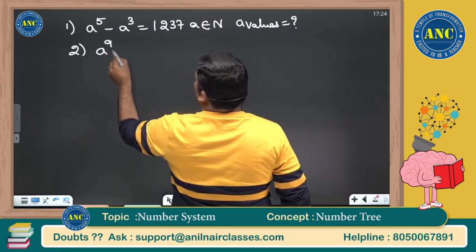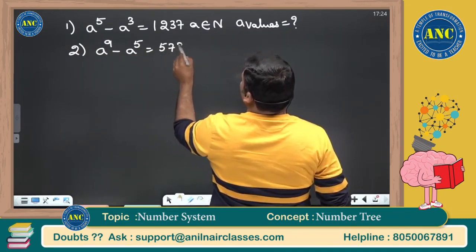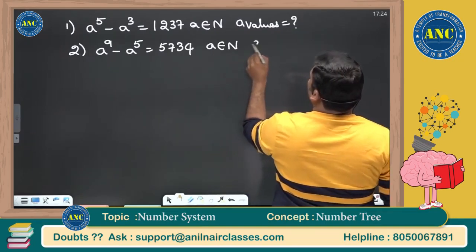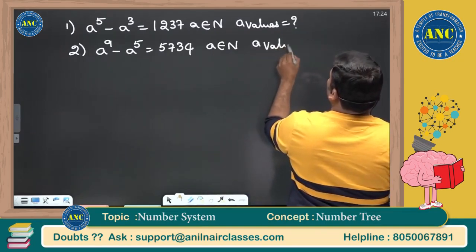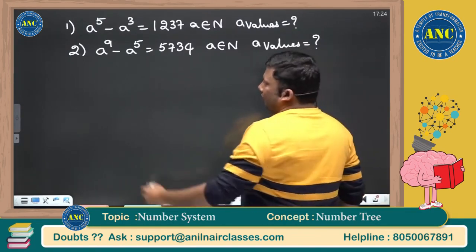A power 9 minus a power 5 equivalent to 5, 7, 3, 4. A is a natural number. How many values will A take? Third question.